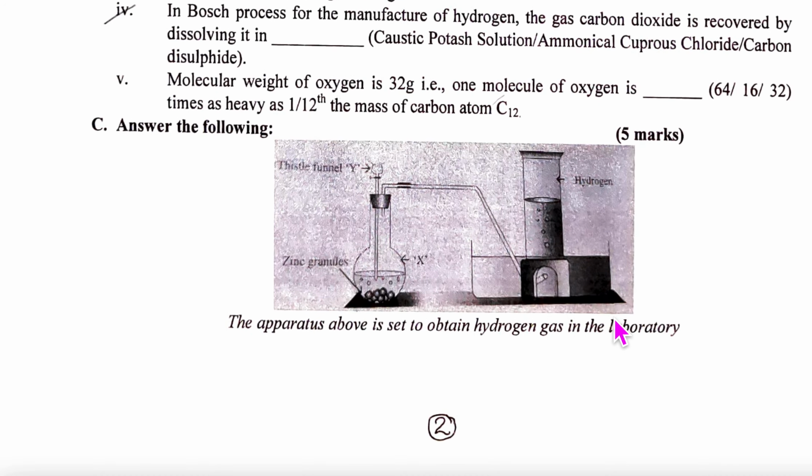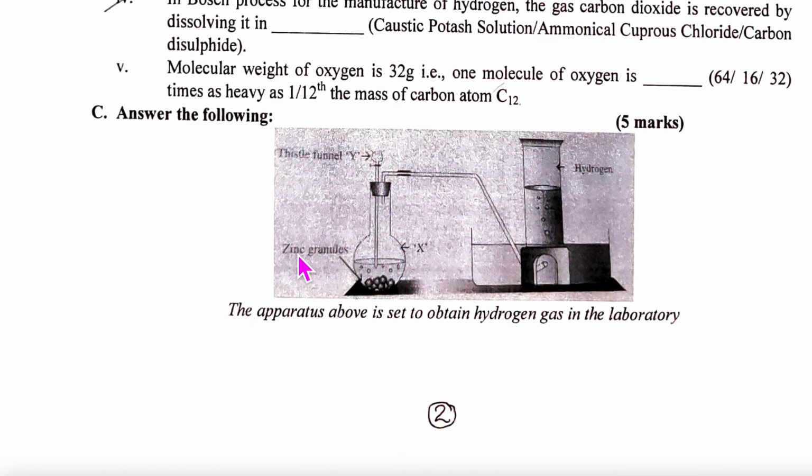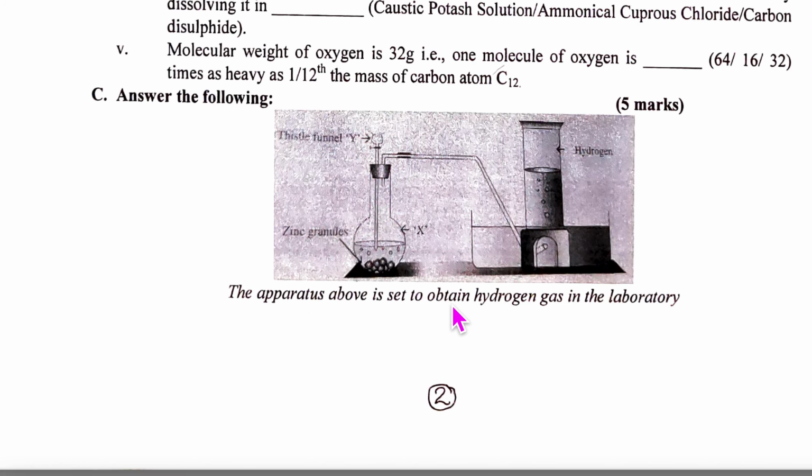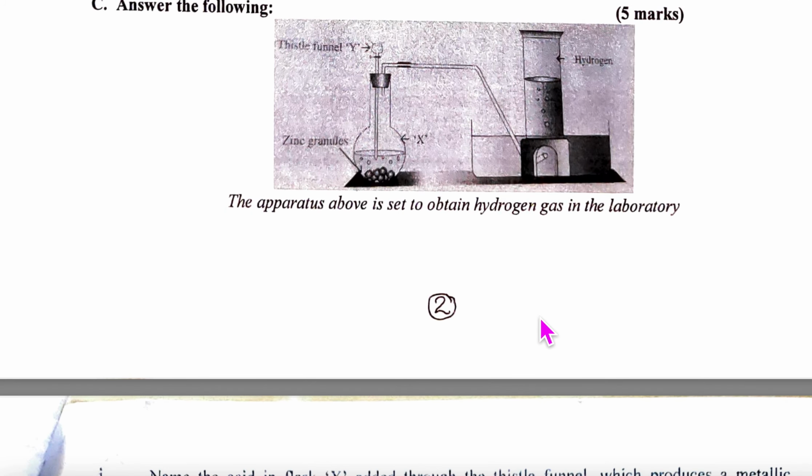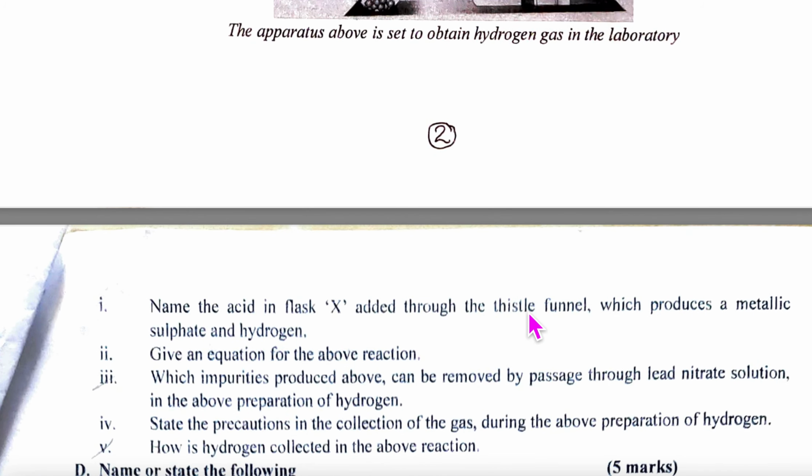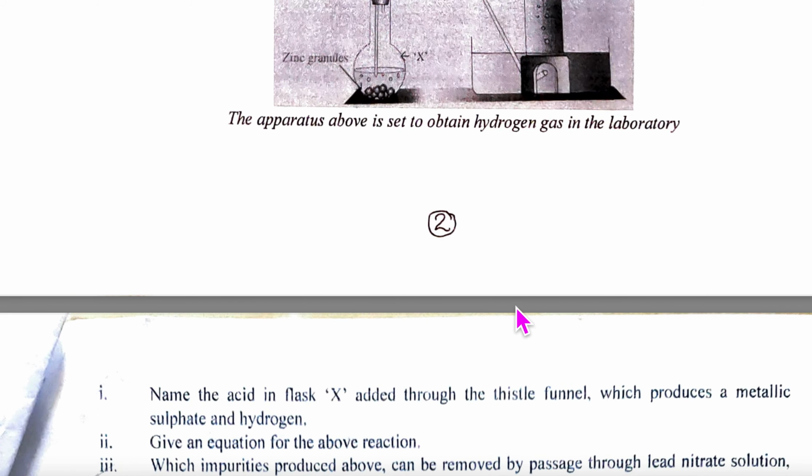What does it look like? Hydrogen. Okay. For zinc they have given a thistle funnel. This is the flask. X is a flask. They have not labeled the acid over here. Anyway, let us see for 5 marks what they are asking. Name the acid in the flask X. Which acid do we use? Dilute HCl. Correct? Now, if you write only HCl, you will get a 0.